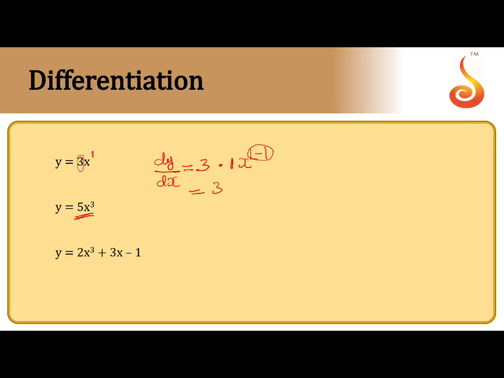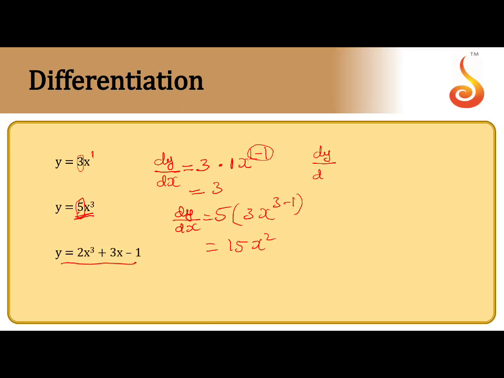Same way, if I have to do this, dy by dx is equal to 5 into differentiation of x cube, 3 into x power 3 minus 1, that is 15x square. Please understand this 5, don't take it as a constant whose differentiation is 0. Here it is multiplied with x cube, so retain that 5. Now how do I differentiate the third one?